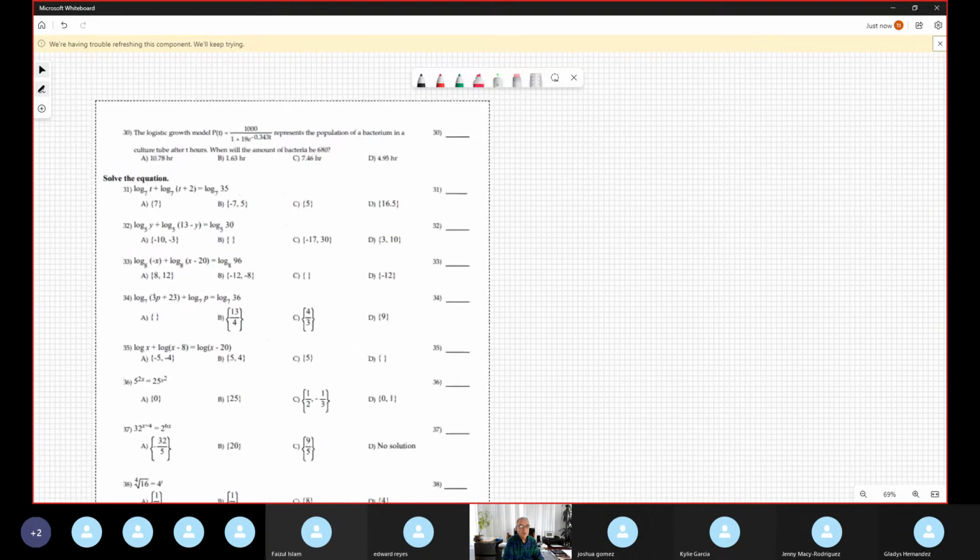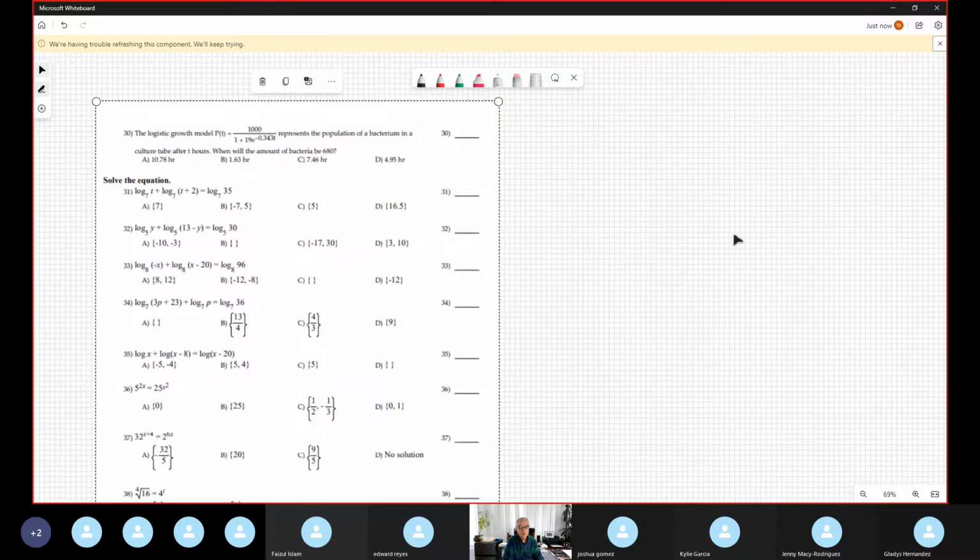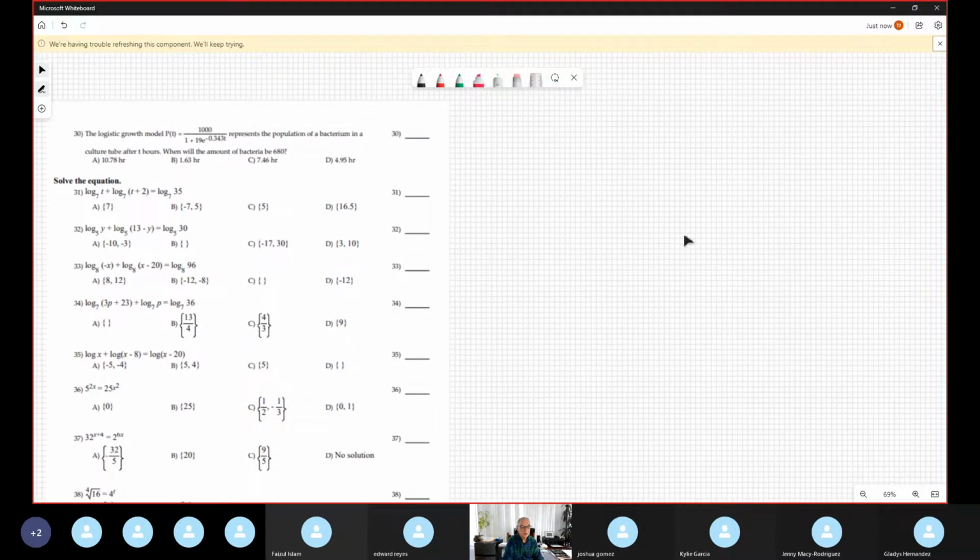It's page number 10. It's the last word problem of the logistic. The formula given is population at any time equals 1000 divided by, again, bacteria, 1 plus 19 e to the minus 0.343t.